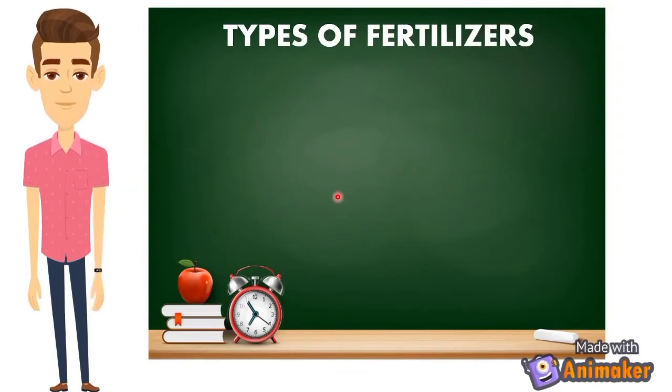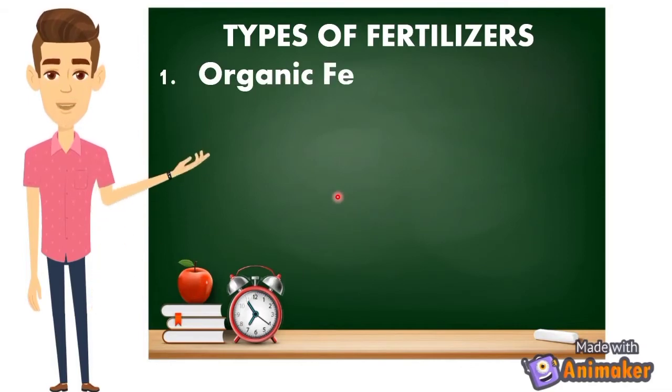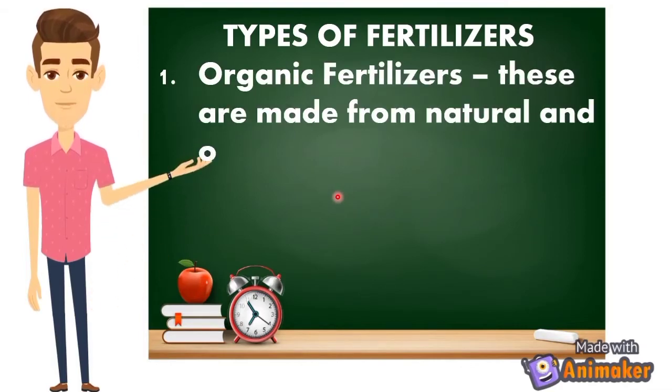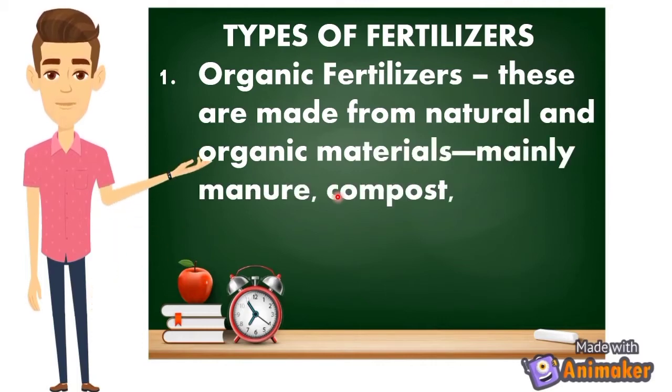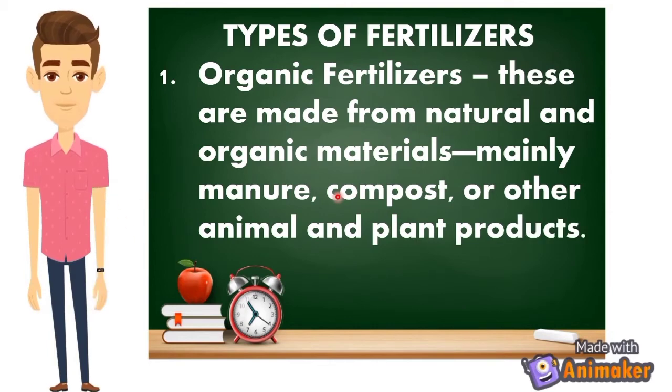And there are types of fertilizers, and as mentioned on the previous slide, the first one is organic fertilizer. These are made from natural and organic materials, mainly manure, compost, or other animal and plant products. So take note that organic fertilizer is composed of manure of animals like cows, carabaos, horses, rabbits, goat, but hindi naman pwedeng gamitin yung manure ng cats, ng dogs, kasi masyadong smelly yon. And then compost, ito yung mga kitchen scraps, yung mga pinagbalatan ng mga prutas, ng mga gulay na pwede nating i-compost for at least a month, then we can use that as a fertilizer also. And other animal and plant products.